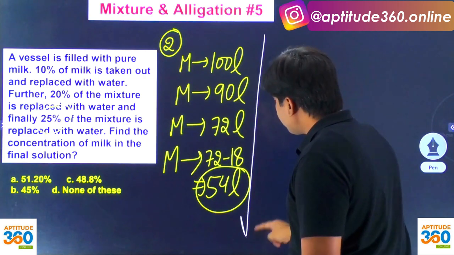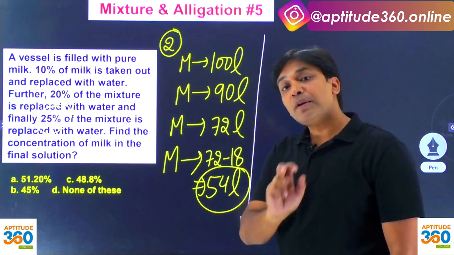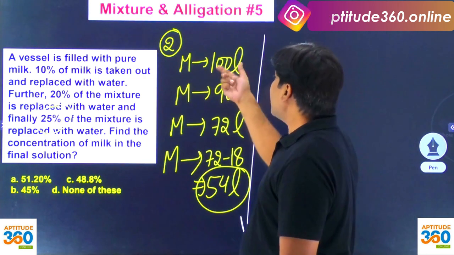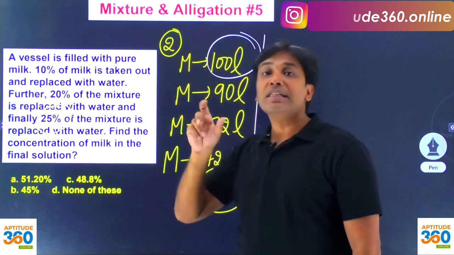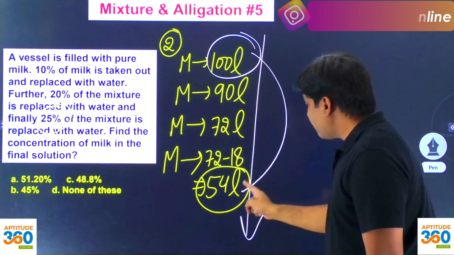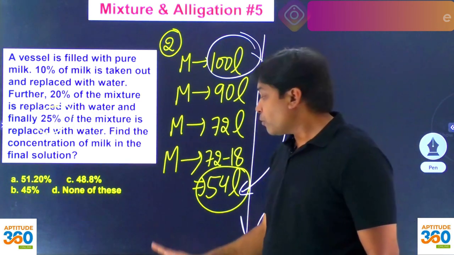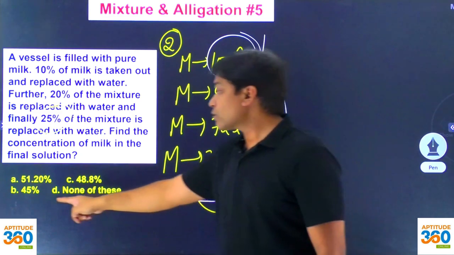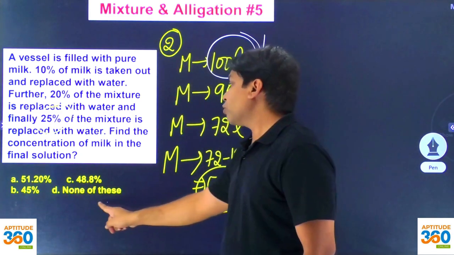आपको तो ये प्रॉब्लम यहीं पे सिंप्लीफाई करना चाहिए था. Now what is going to be the concentration of milk? Previously, initially 100 liters of mixture was there and now you're left with 54 liters of milk. So what is going to be the concentration of pure milk? It is going to be 54%.